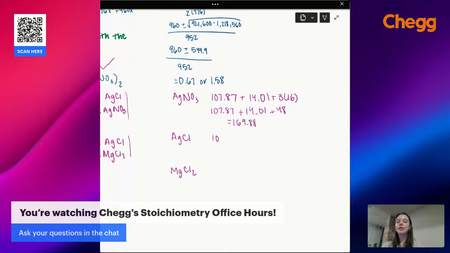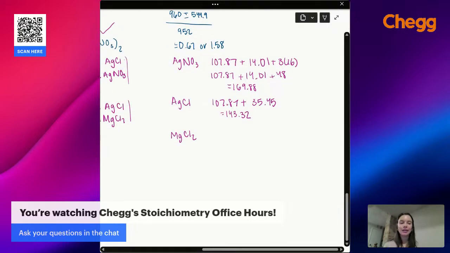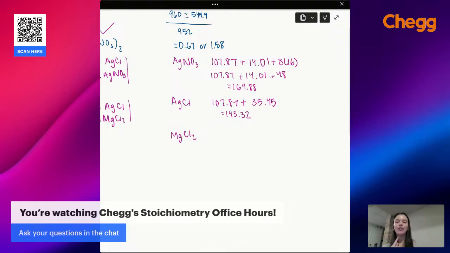For AgCl, we already know Ag is 107.87 plus Cl is 35.45. You've got 10 seconds. Put this in your calculator. We're just trying to find those molar masses right now. All right, MgCl2 is our last one. If you got 143.32 for AgCl, you're absolutely correct.